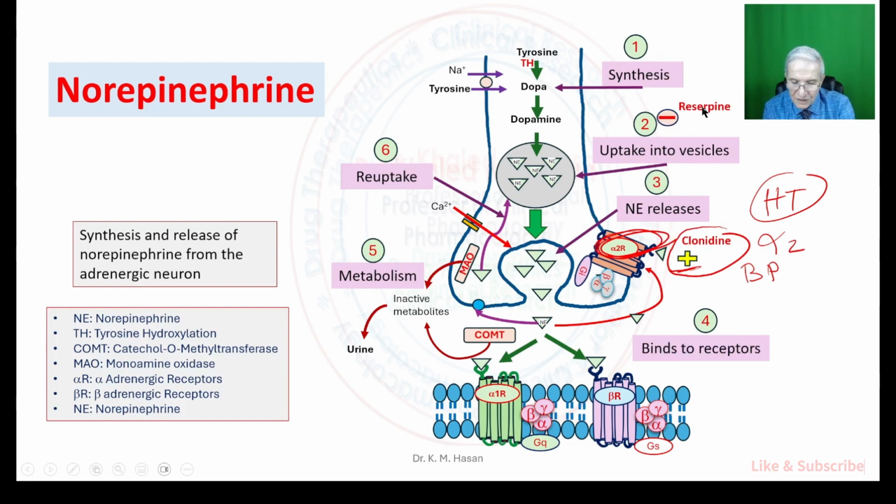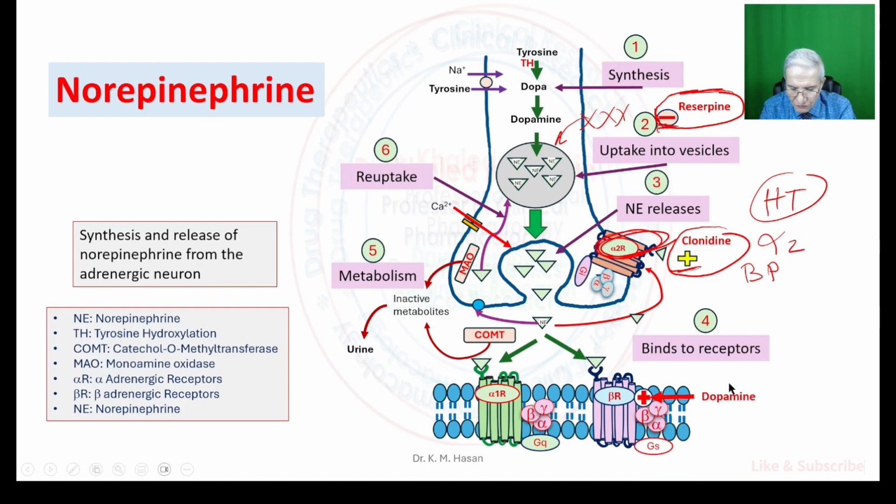Okay, then we have reserpine. Reserpine is another medication, very rare in clinical use, but available as a medication. You can see that reserpine blocks or prevents uptake of norepinephrine by the vesicles, so it does not allow it to enter the vesicles. So we understand the mechanism: reserpine inhibits the uptake of norepinephrine by the vesicles. The first medication, clonidine, is used for patients with hypertension, and the second medication, reserpine, blocks transport into the vesicles.